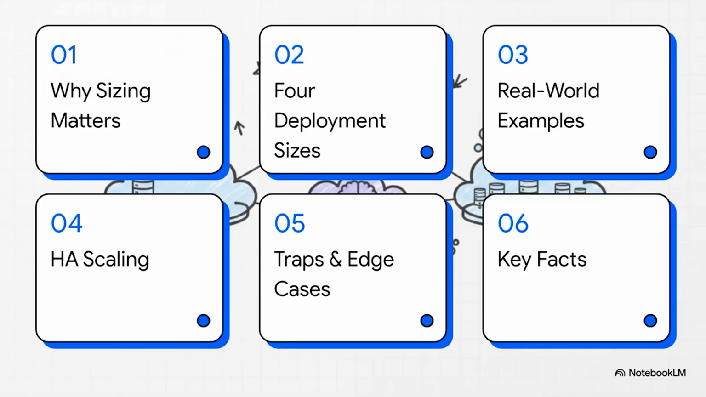Okay, let's take a quick look at our roadmap. We've structured this into 6 logical parts. We'll kick things off with why sizing matters, then outline the 4 deployment sizes, and walk through some real-world examples. After that, we'll get into high availability scaling, expose some common exam edge cases, and finally wrap up with a rapid-fire summary of the absolute must-know facts.